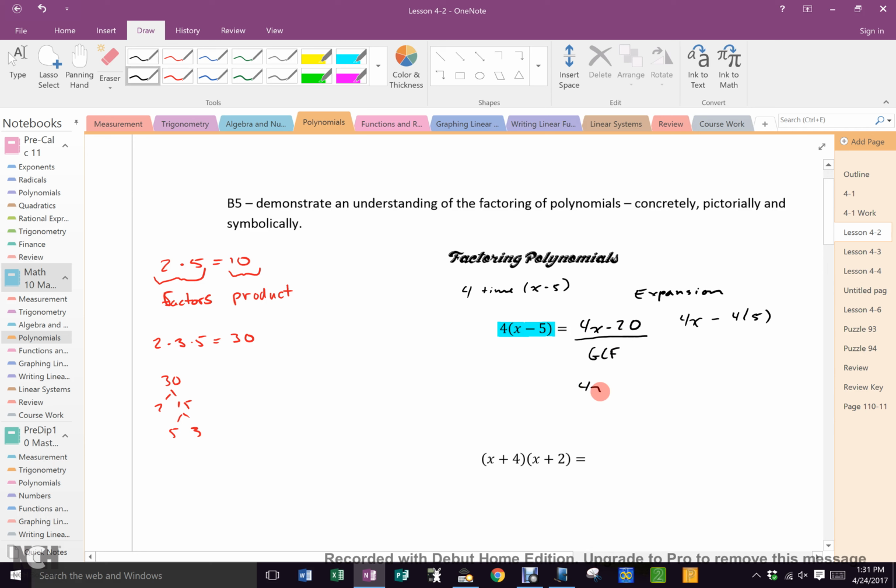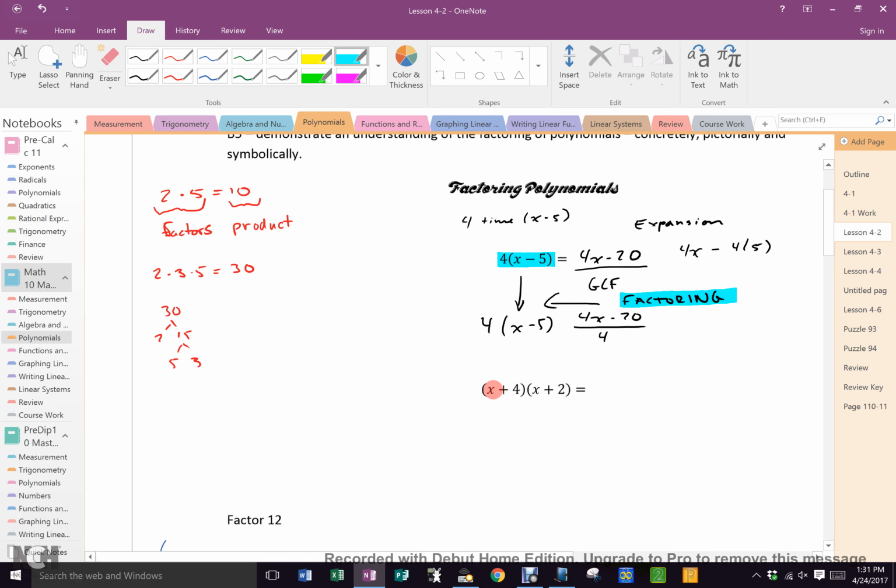So if I take 4x minus 20 and I divide it by 4, I get 4x, and the 4 cancels out. There's my x. And 20 divided by 4 gets me my minus 5. And you can see that one way gets expansion, and this way is what we call factoring. Okay? Everybody cool? Okay.